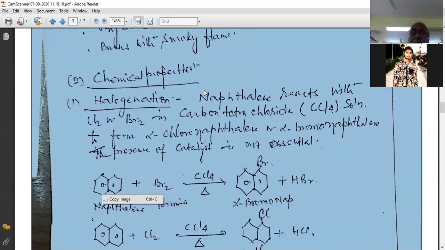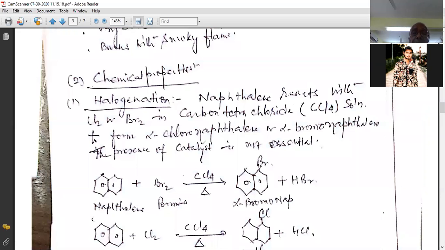Among the chemical properties we discuss, first is halogenation. Naphthalene undergoes halogenation reactions with chlorine or bromine, and you can see naphthalene, when it reacts with bromine in the presence of carbon tetrachloride after heating, gives alpha bromonaphthalene plus HBr.